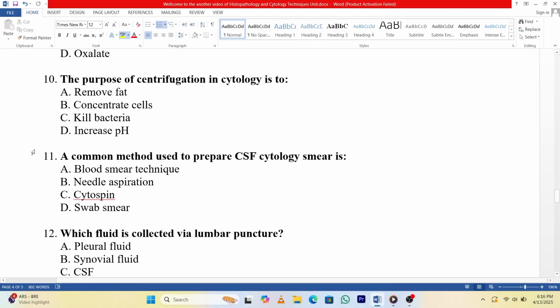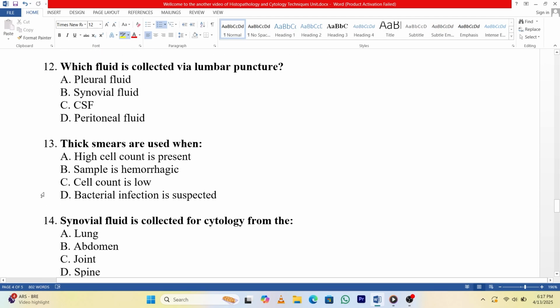Answer: B. 11. A common method used to prepare CSF cytology smear is A. Blood smear technique. B. Needle aspiration. C. Cytospin. D. Swab smear. Answer: C. 12. Which fluid is collected via lumbar puncture? A. Pleural fluid. B. Synovial fluid. C. CSF. D. Peritoneal fluid.